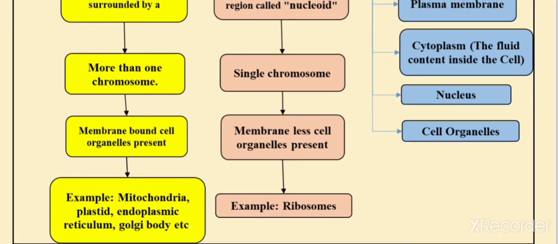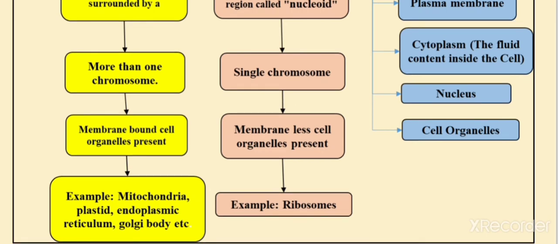The fluid present inside the cell is known as cytoplasm. What do we mean by nucleus? In the center, the spherical body present which consists of the hereditary material, and it helps to transfer the characters from parents to offspring. This is known as nucleus.